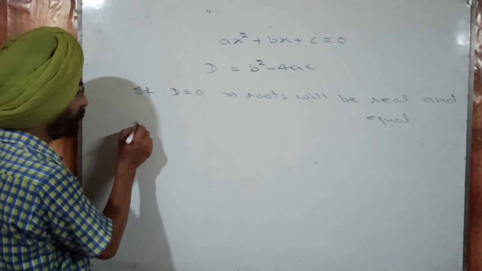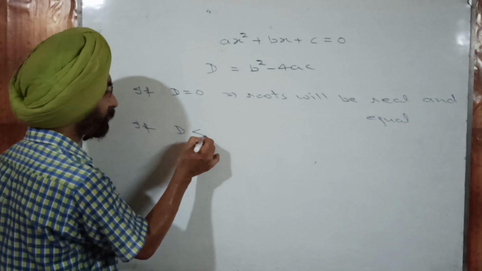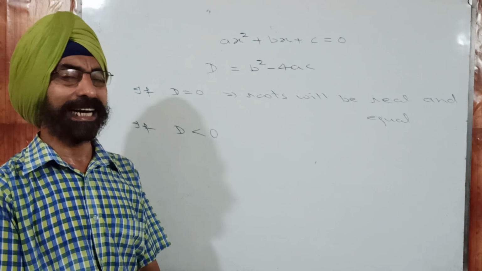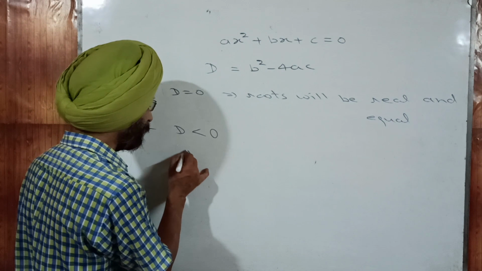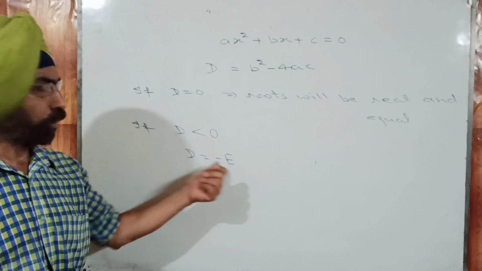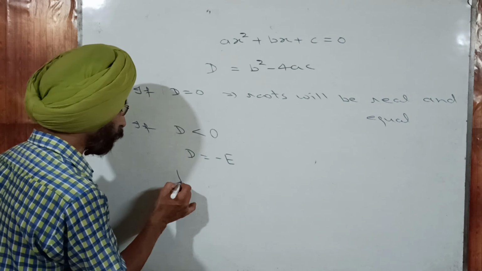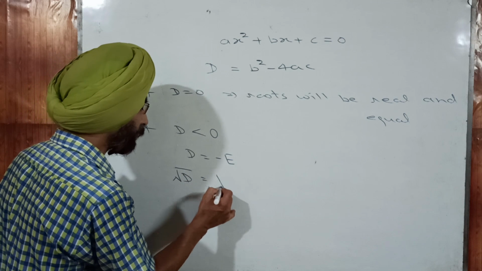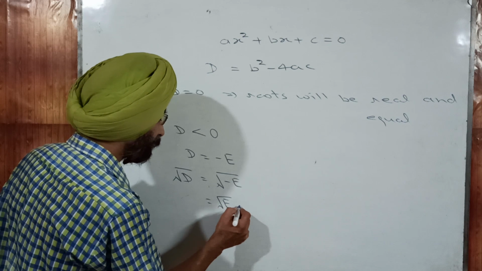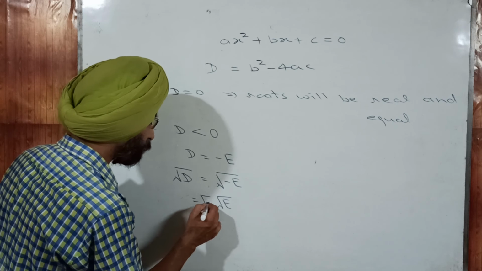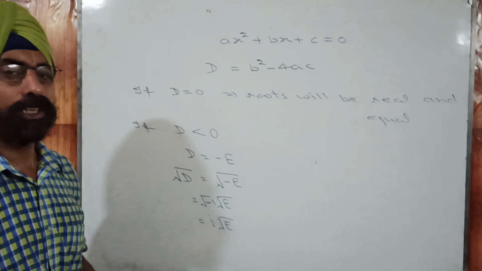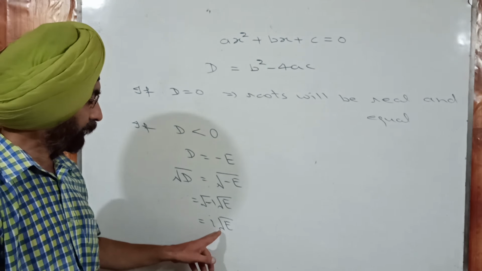The third case, if your D is strictly less than 0, that means negative. Suppose the value of D is minus e, where e is positive because D is negative. So what will happen to your under root D? Your under root D will become under root minus e. So it can be written as under root e into under root minus 1, that means iota into under root e. So that means the roots will now be imaginary.